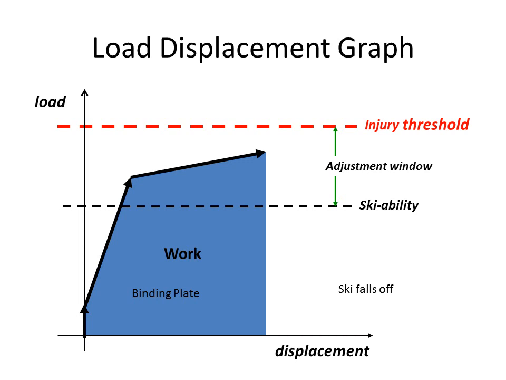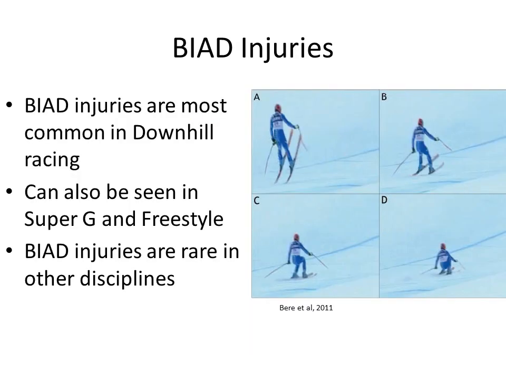If the skier is still in an injured situation after we absorb all the energy we possibly can, we can introduce a binding on top of the binding plate, which will release the skier if he is still in an injured situation. In this manner, we can decouple the absorption system from the retention system. That takes care of inward rotation ACL injuries.